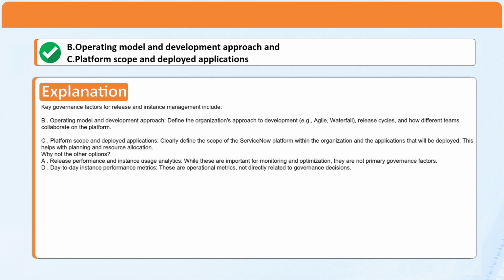Why not the other options? A. Release performance and instance usage analytics. While these are important for monitoring and optimization, they are not primary governance factors. D. Day-to-day instance performance metrics. These are operational metrics, not directly related to governance decisions.